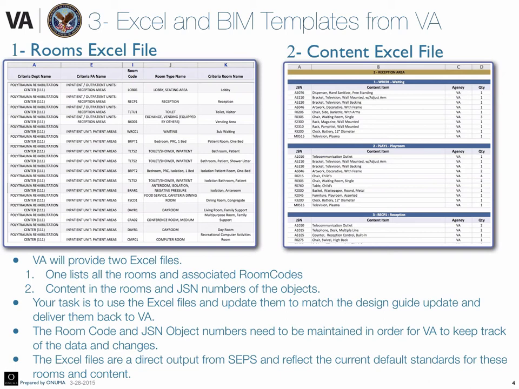So you'll be receiving those, and your task is to use these Excel files exactly as they are and update them to match the design guide updates and deliver them back to VA. The room codes and the JSN object numbers need to be maintained in order for VA to keep track of the data and changes throughout the department update process. The Excel files are a direct output from SEPs and reflect the current default standards for these rooms and content. Obviously, departments are going to be updated, new rooms might even be added, or new content might be added, but this is the current known default, and the intent is to build upon that.